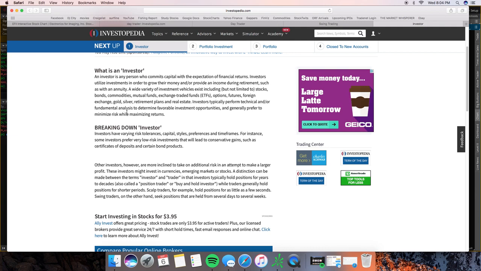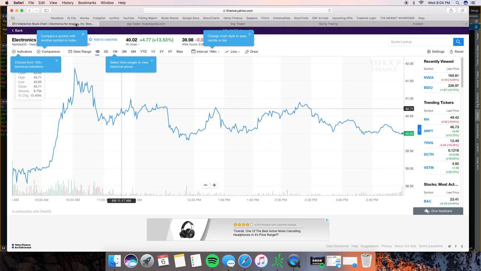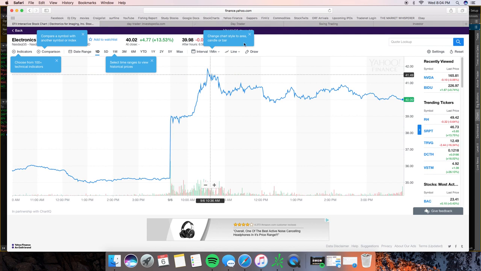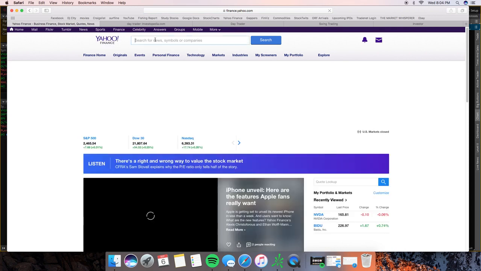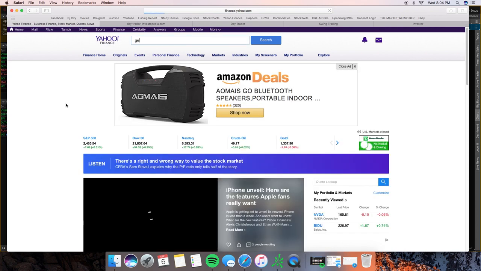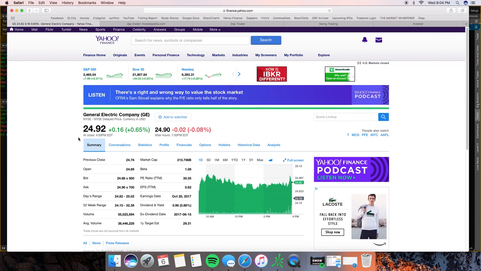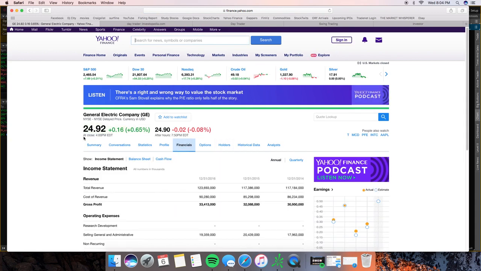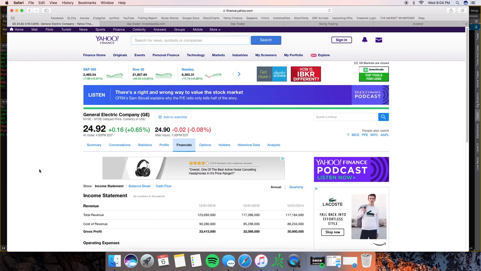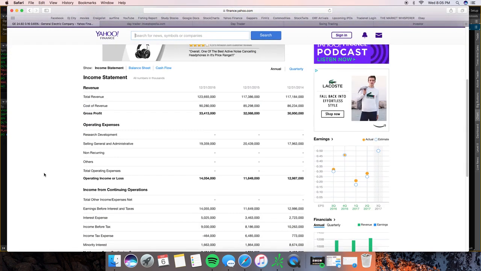Now, the difference in how people look at investing is investors use what is called the fundamentals of a company. So let's just see, I'll click on here. Let's go to GE, so General Electric. So what they'll do is they'll go over to financials over here. So I'm using Yahoo Finance. So with a company like GE, obviously they've been in business for a very long time.